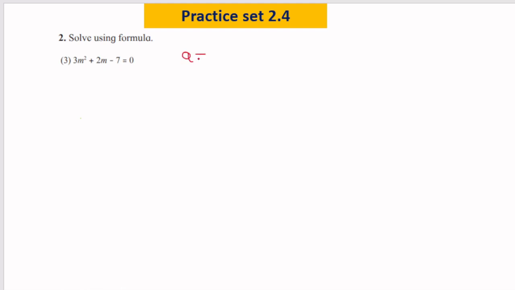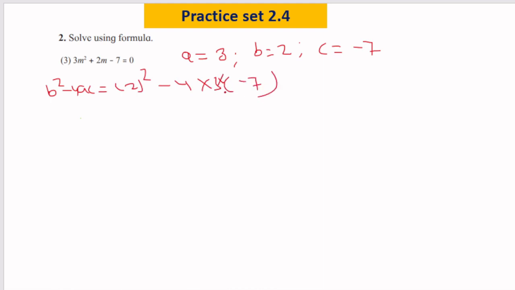So here in this case, if you compare, a will be 3, b will be 2, and c will be -7. Substitute in the formula, b square minus 4ac is equal to, so b is 2 whole square minus 4 into 3 into -7. Whenever you see a minus sign, try to put brackets to avoid any kind of issues or incorrect practice. So better use brackets. So it's 4, 4 into 7, 4 threes are 12, 12 sevens are 84. So it will be 88.